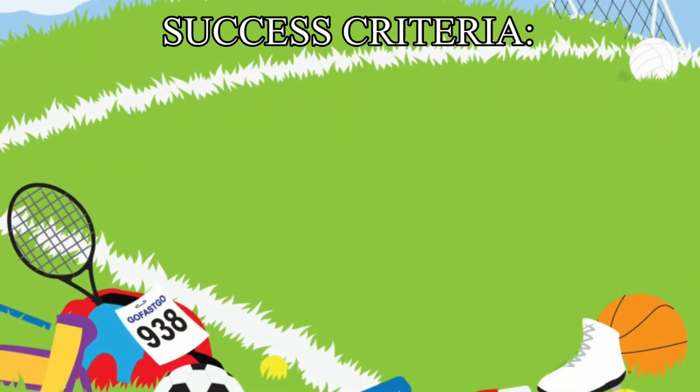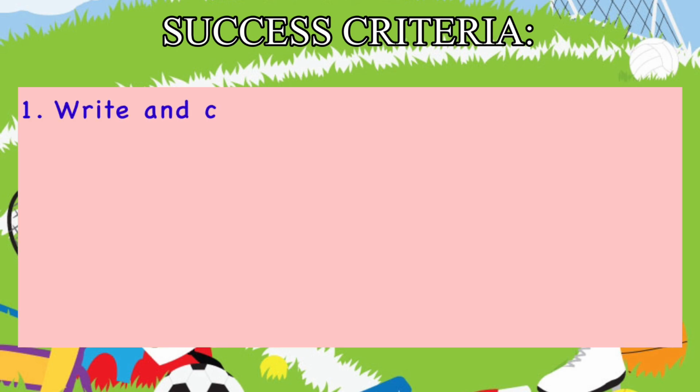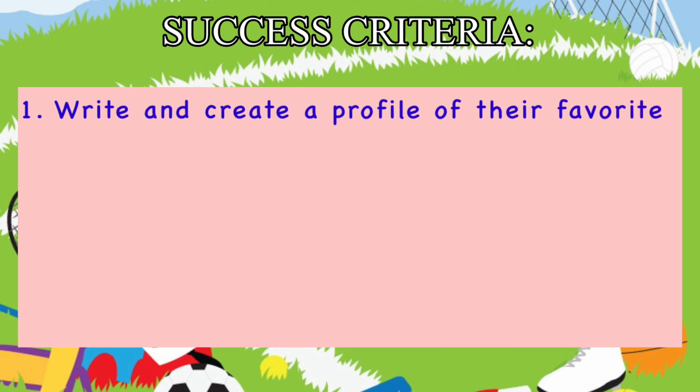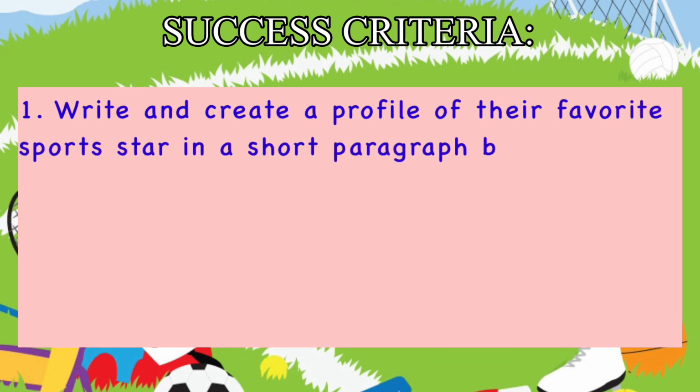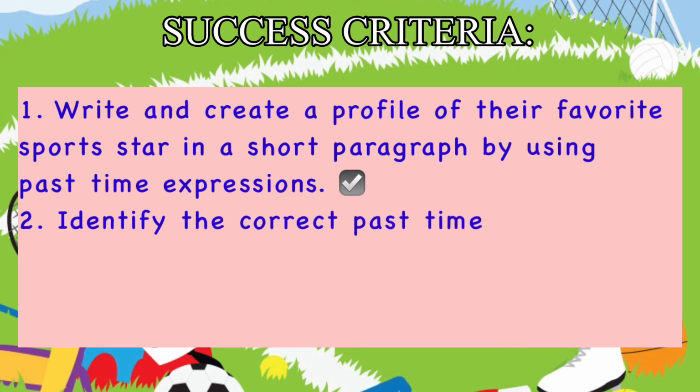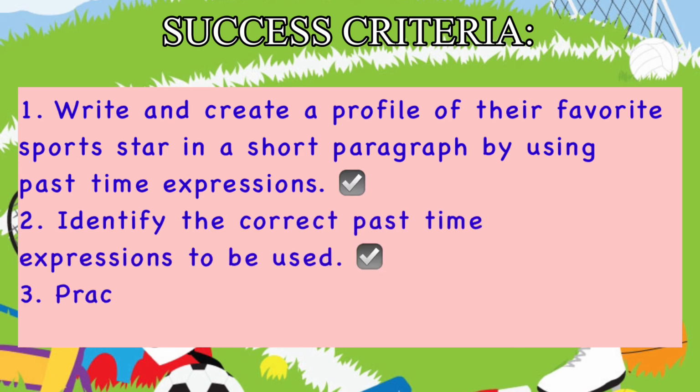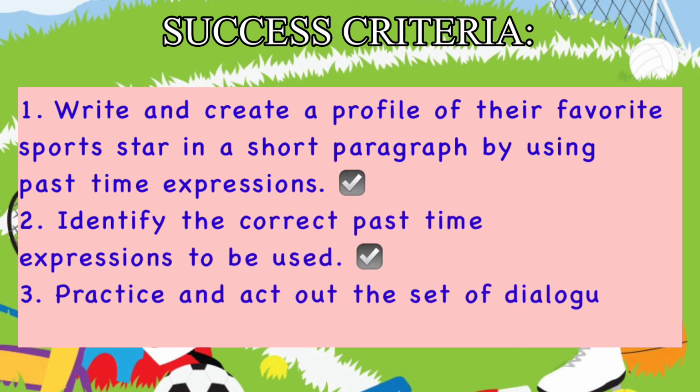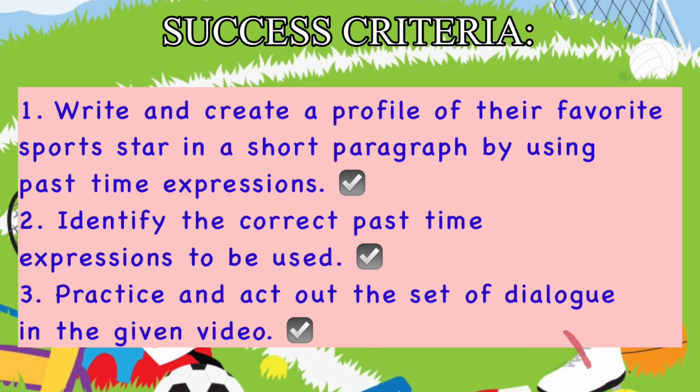Success criteria. By the end of this lesson, the student should be able to write and create a profile of their favorite sports star in a short paragraph by using past time expressions. The students should be able to identify the correct past time expressions to be used. Last one, the students should be able to practice and act out the set of dialogue in the given video.